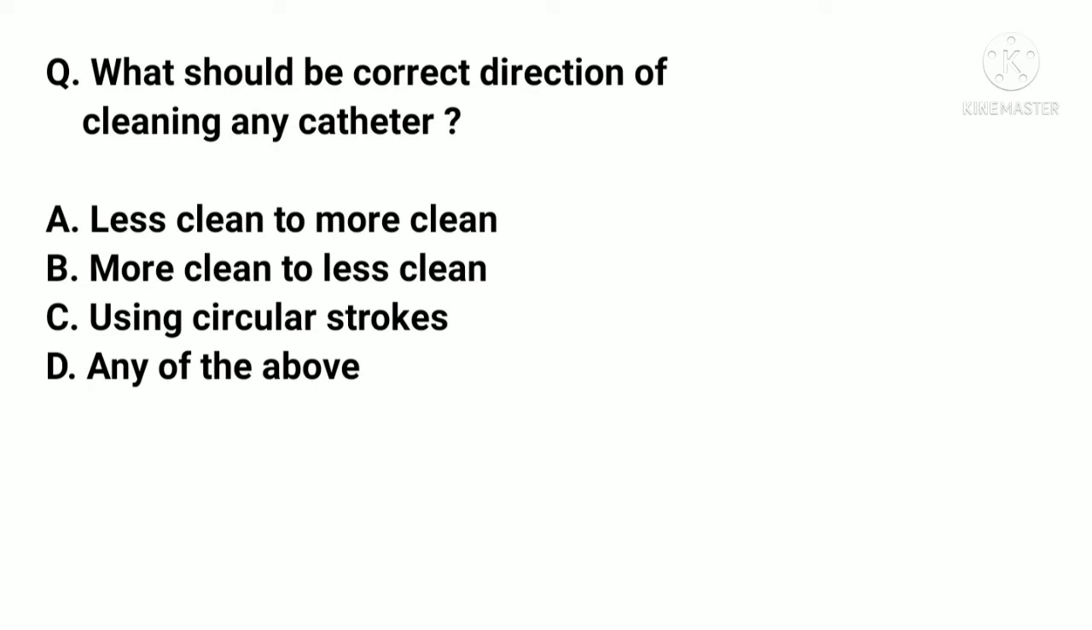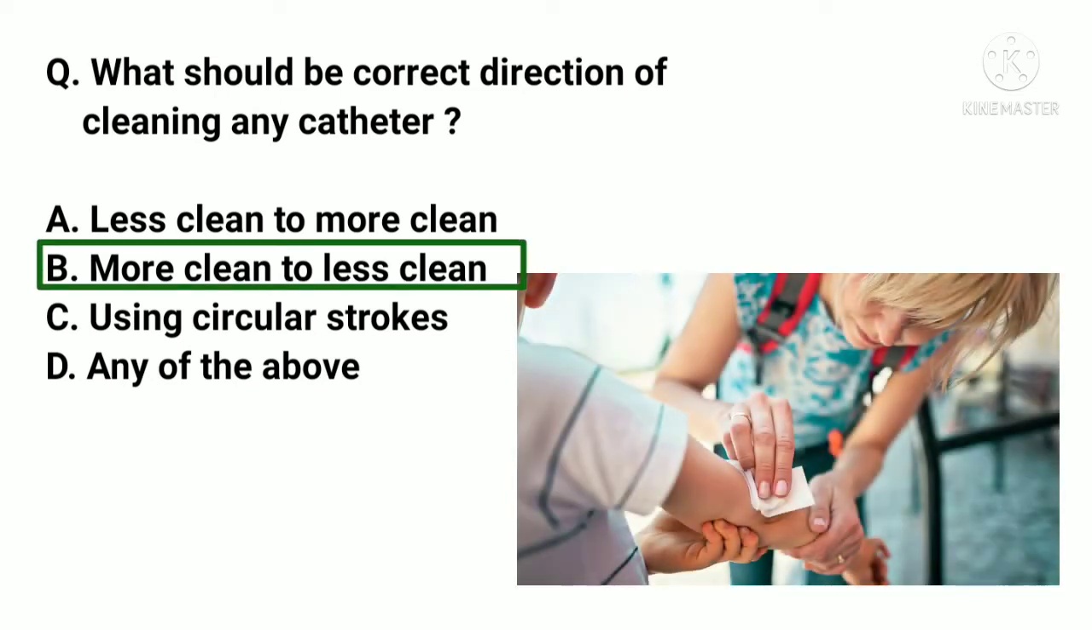What should be the correct direction of cleaning any catheter? A. Less clean to more clean. B. More clean to less clean. C. Using circular strokes. D. Any of the above. And the correct answer is B. More clean to less clean. It is a general principle of asepsis that always clean an instrument or site or any wound from more clean to less clean area.